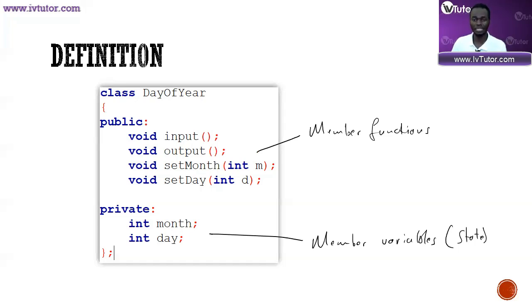For example, in this case, we are dealing with a class called day of year, which means it's an object which represents a day of the year. And this object is made up of two attributes, which are the month and the day. So each day is then defined as the day and the month. So you can say it's the 6th of the 4th month, or it's the 20th of the 10th month, and so on. So these are your member variables.